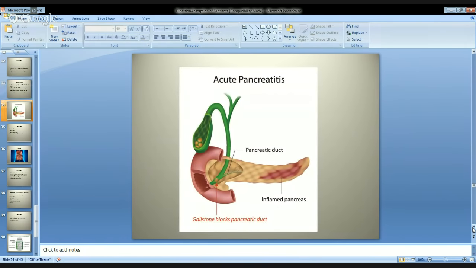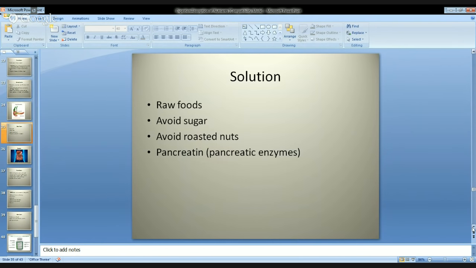Pancreatitis, you could have that if there's a blockage of the duct. What do you do to kind of prevent pancreas problems? You need to have some raw foods. I like to have my vegetables mostly raw.